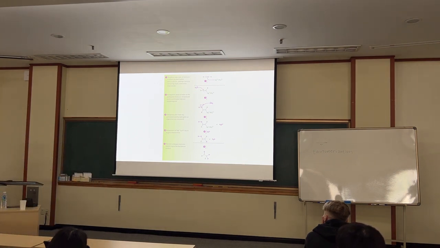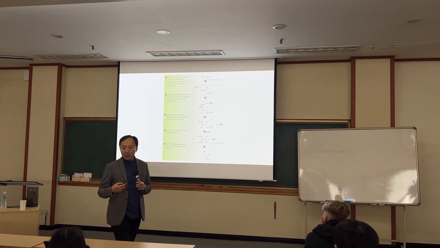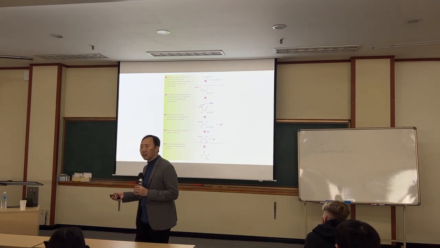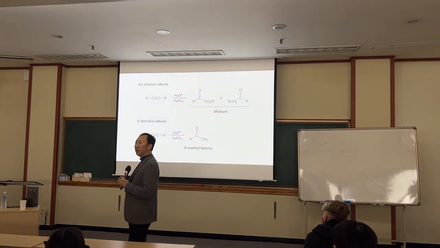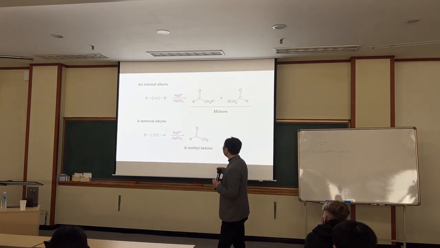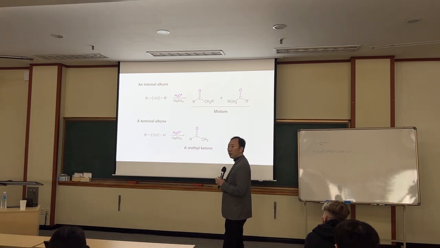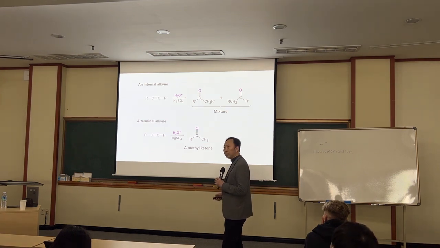Okay. Now we learned another reaction too, right? Oxymercuration gives the Markovnikov product. We learned another condition. What is it? Hydroboration, we learned, right? In this reaction, if it is an internal alkyne, this can go either here or here. You may get a mixture. If it is terminal, the oxygen goes here. It forms this kind of ketone.